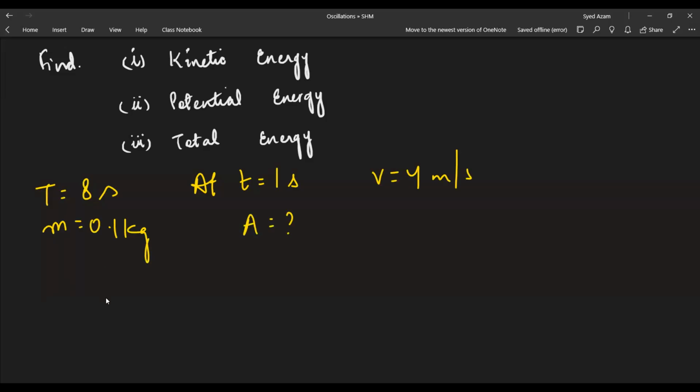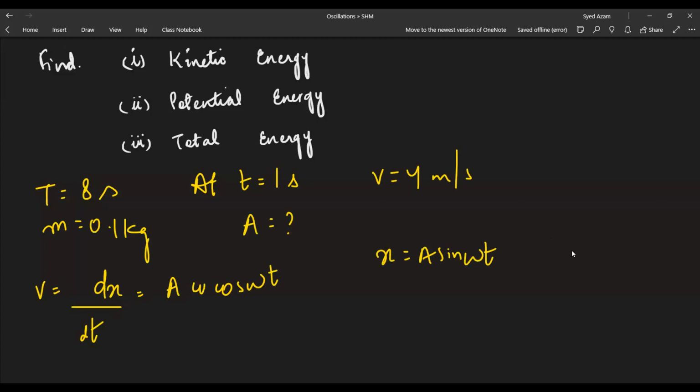Amplitude we don't know. So see, velocity is dx over dt. That is A omega cos omega t, right? Because x is equal to A sin omega t at the mean position. We have to take the mean position, no? It has been mentioned in the question. So this will be A sin omega t. Remember, sine for mean and cos for extreme.